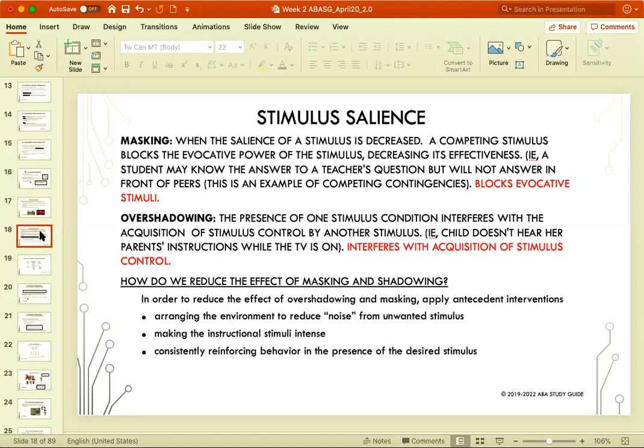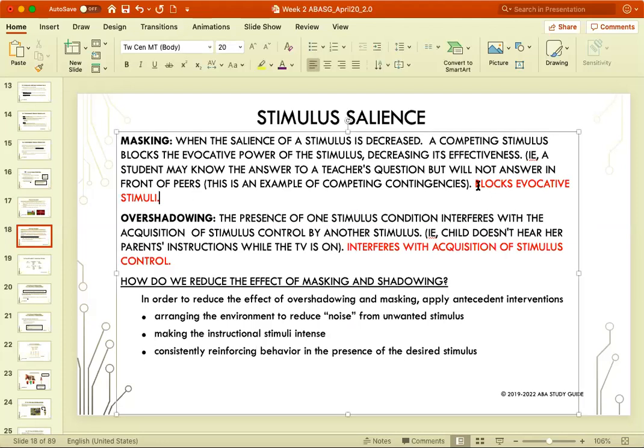So a couple different types of stimulus salience. These things affect stimulus salience. Masking. I have highlighted what I think are the important parts of these two because they get a little confusing. With masking, the salience of the stimulus is decreased. The competing stimulus blocks the evocative power of the stimulus, which decreases its effectiveness. So for masking, I just think of blocking evocative stimulus. I actually think of a piece of masking tape that's blocking some sort of evocative stimuli. That's what works for me to picture it.